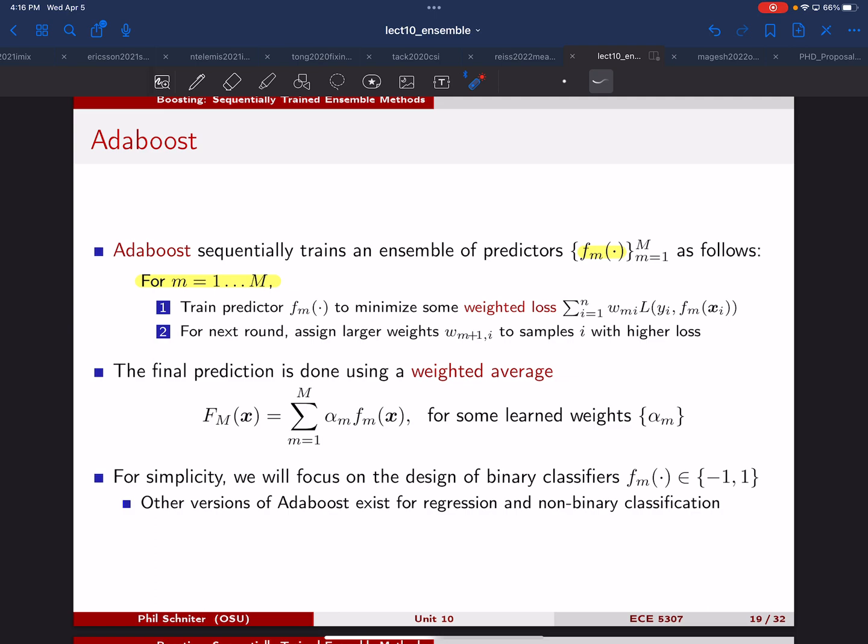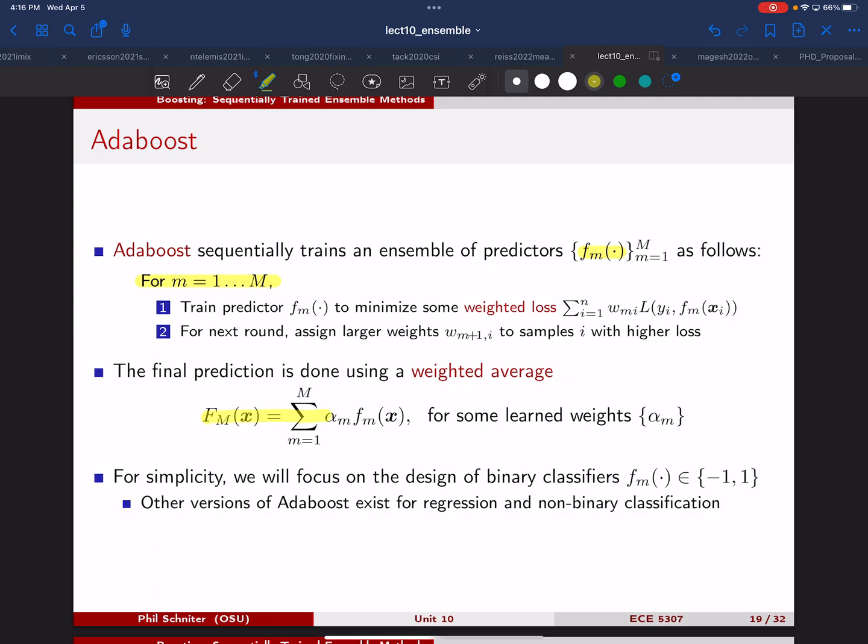So you train a predictor to minimize its weighted loss, and then you evaluate that predictor on the training data again, and you choose weights that you will use in the next round, and you just repeat. Train a predictor, update the weights for the next time, train a predictor, update the weights, and so on. When you're all done, you have a set of predictors, and you might also have a set of scalar weights that you apply to each predictor so that when you add them together, you get this capital F, which is the boosted predictor. This is the capital F after capital M stages.